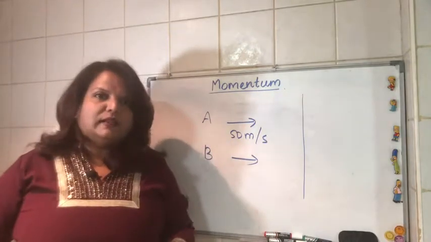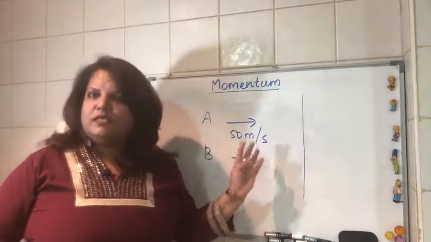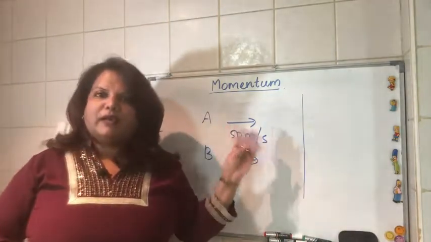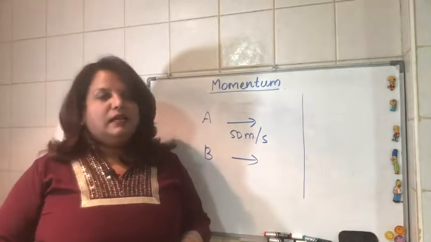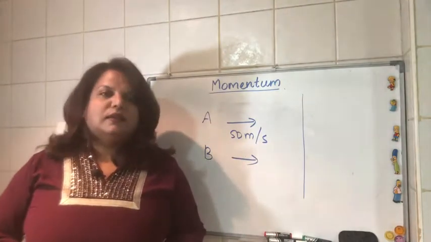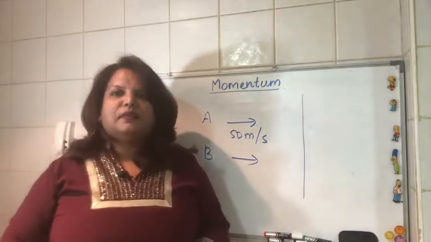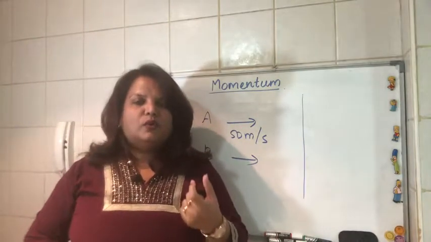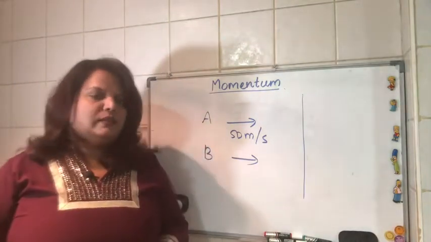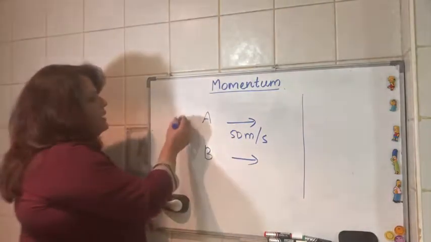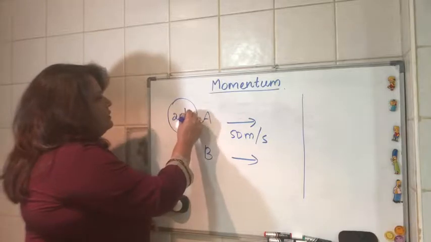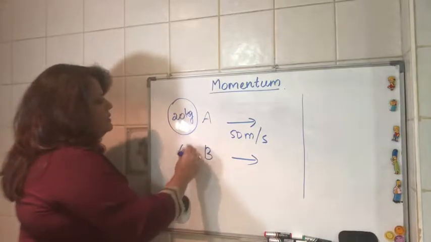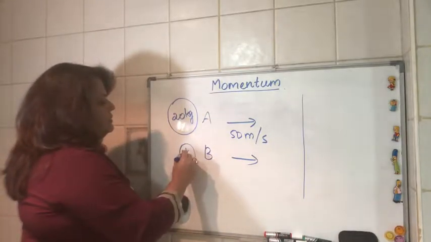Some of you might think both are traveling at the same velocity, so they should have the same impact on this object. They might come to a stop or bounce back, etc., based on the surfaces and so on. But it's not the case. Okay. See, if I give you one more quantity that is related to it, you will get a better idea. Say this object A has a mass of 20 kg and another object B has a mass of 5 kg.